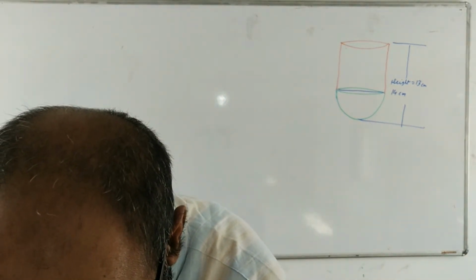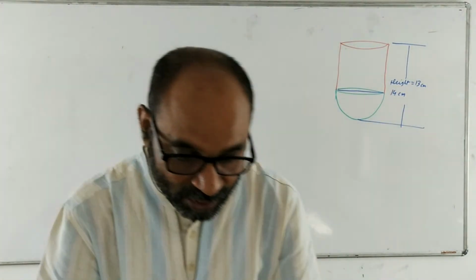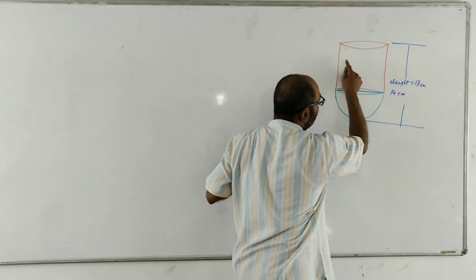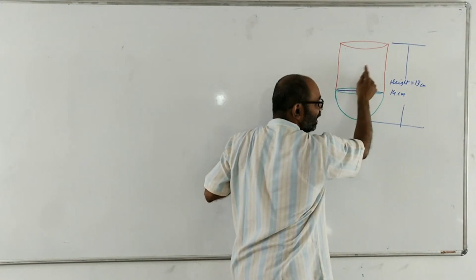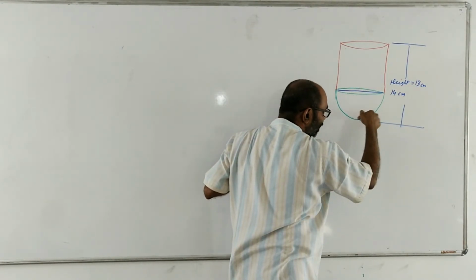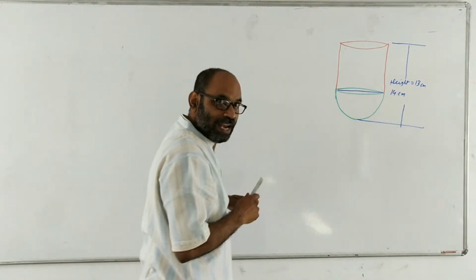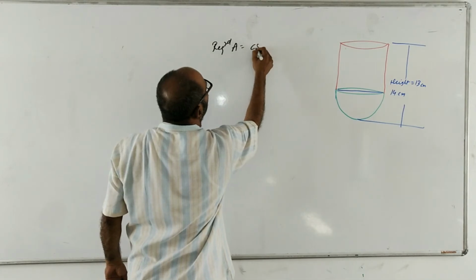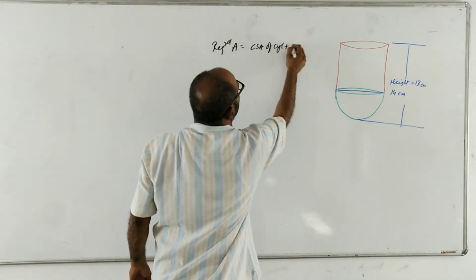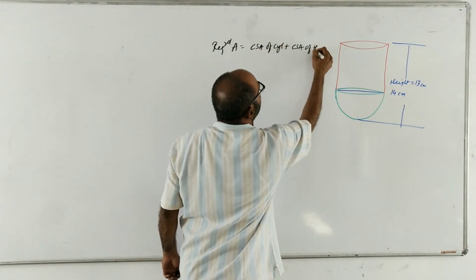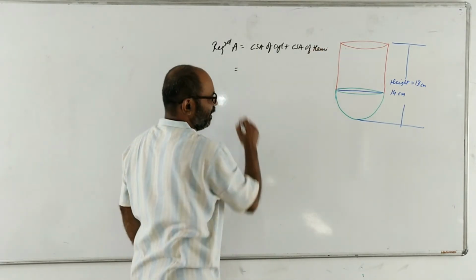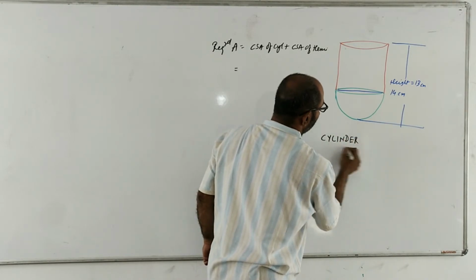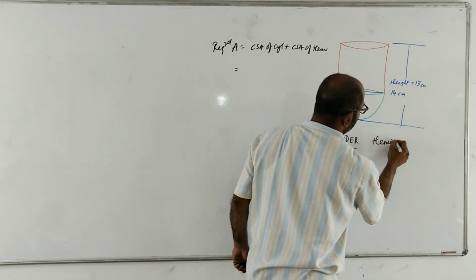What is your target? What are you supposed to find? Inner surface area. Tell me, which is the inner surface area of the vessel? Yes, the curved surface area of the cylinder and the curved surface area of the hemisphere. Let's write the formula first. Required area is the curved surface area of cylinder plus the curved surface area of hemisphere. Now I put those two words, cylinder and hemisphere.